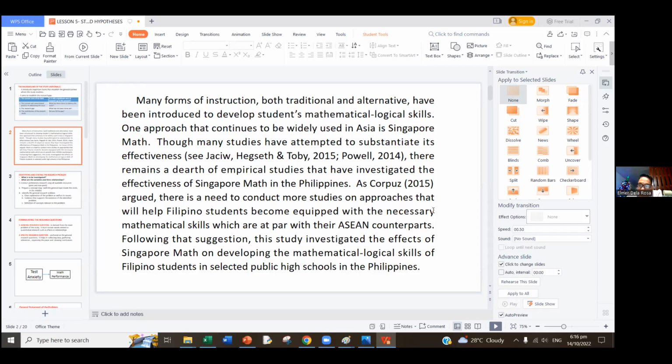Traditional and alternative, pero ang focus is the effectiveness of Singapore math, whatever that method is. I'm not familiar with Singapore math because mas familiar ako sa Chaisto in Talavera. But this study talks about Singapore math as an effective approach to developing students' mathematical skills.